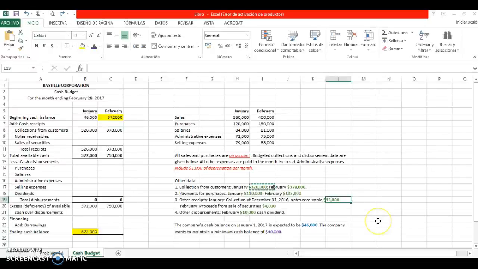And we move on to notes receivable. On part 3, it says that for December 31st, 2016, we collected $15,000 in notes receivable. We're also told that there are proceeds from sales of securities in February for $4,000.